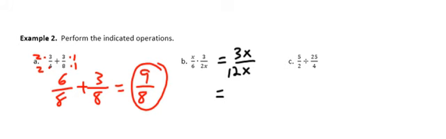x on top and x on bottom, those two cancel each other out. 3 over 12 can both be divided by 3. So 3 goes into 3 once and into 12 4 times. I end up with an answer of 1/4.